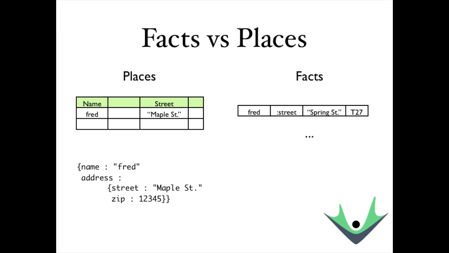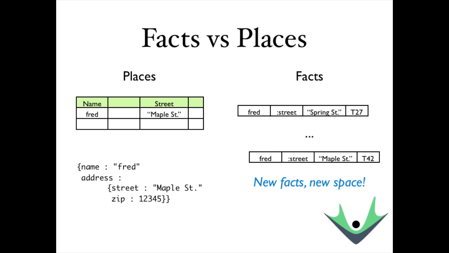Then time passes and Fred moves. Instead of going back to that place and replacing Spring Street, we just record a new fact because this fact is distinct from the other fact. Fred's street is Maple Street starting at some later time. And the key thing to take away here is that new facts are placed in new space. They don't go back to the old space.